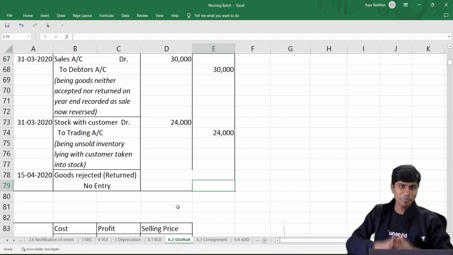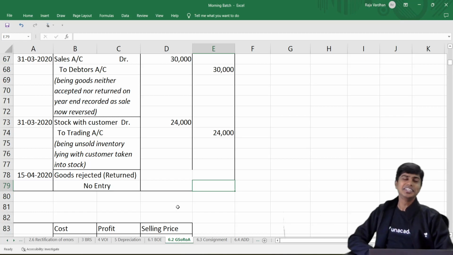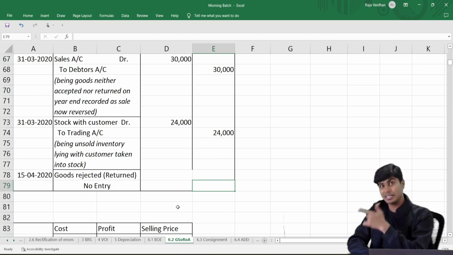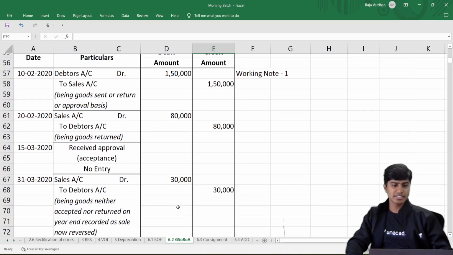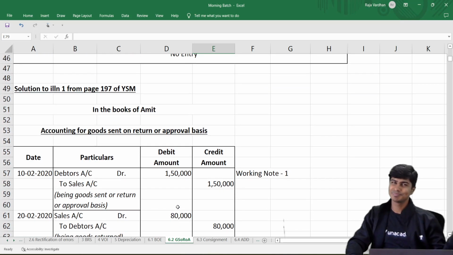We don't have to pass any separate entry because the goods have been returned back to us. If in case the goods were accepted, then we would have written a fresh sales entry. And this, my friends, is the solution to question number 1.